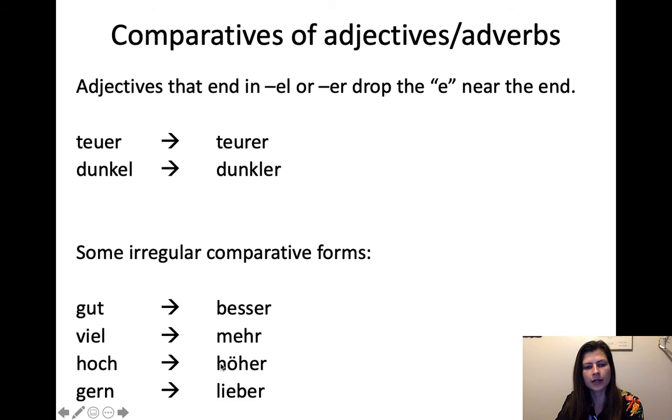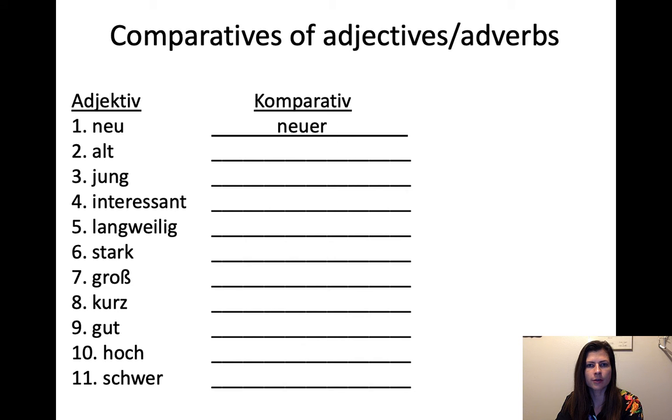And then gern, lieber. So gern is of course gladly, like I gladly do it, meaning I like to do it. And then lieber is actually the comparative of that, meaning I prefer to do it. I do it more gladly. So you could say ich spiele gern tennis. I like to play tennis. But then ich spiele lieber Fußball. I prefer to play soccer. And so lieber is just like the next level of gern, meaning you prefer it over something else. Gern, lieber.